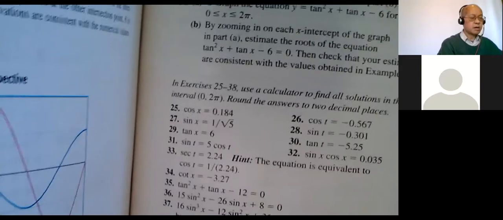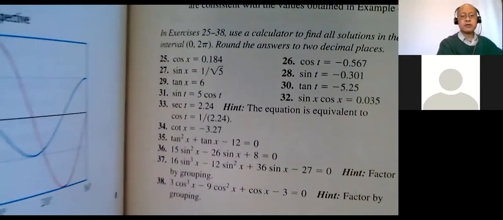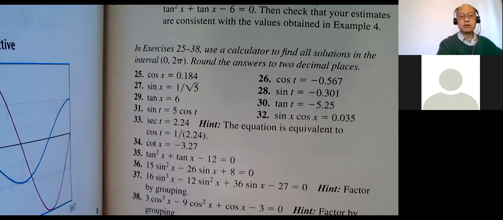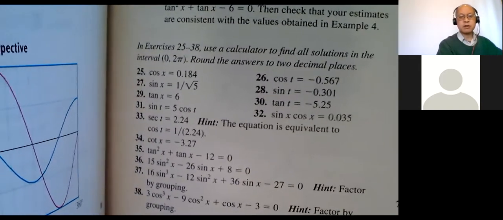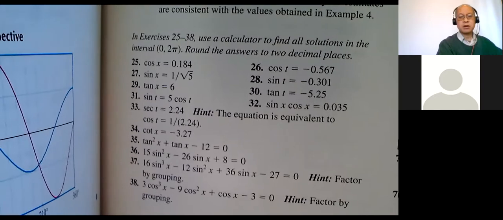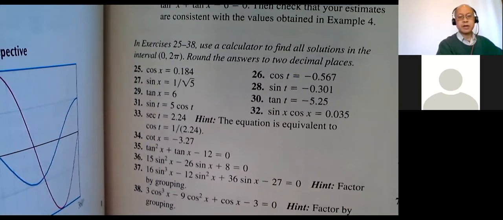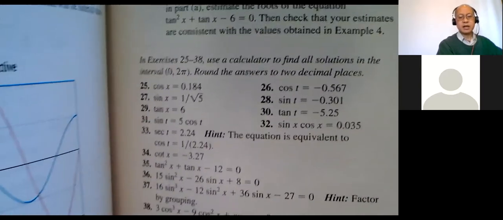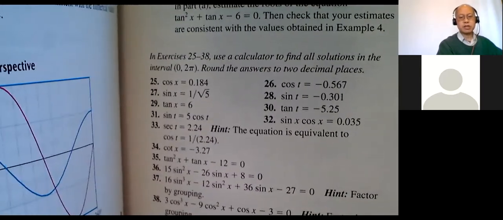Okay, now the inverse trig functions for secant, cosecant, and cotangent, they're a little bit tougher. Let's see what we can do. For 33, they give you a hint. Secant is the reciprocal of the cosine, so I just reciprocate.